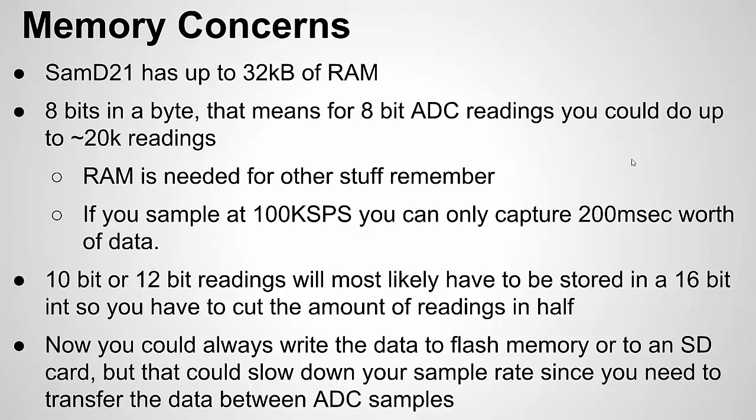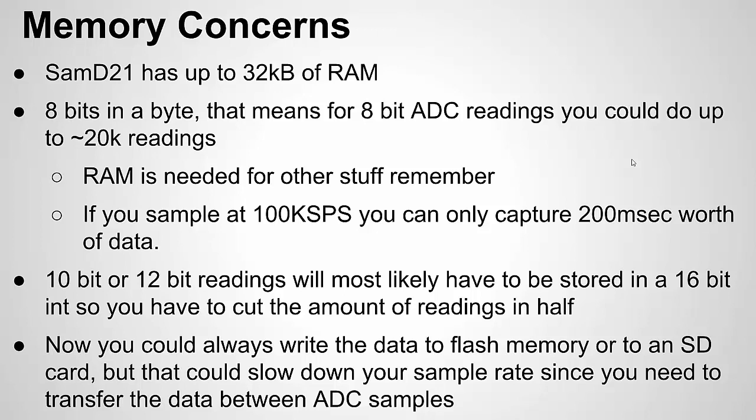So let me take an example. If we consider 8 bits, that's a byte, right? There's 8 bits in a byte. A byte uses 8 digital or binary memory areas in RAM. So basically an 8-bit reading can be stored in a byte, right? And we could have an array of bytes.